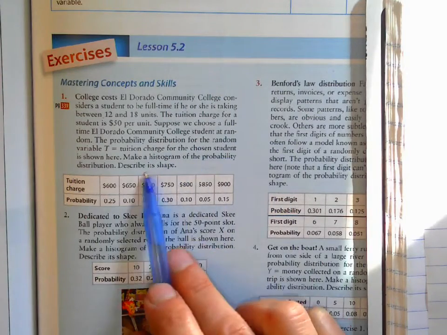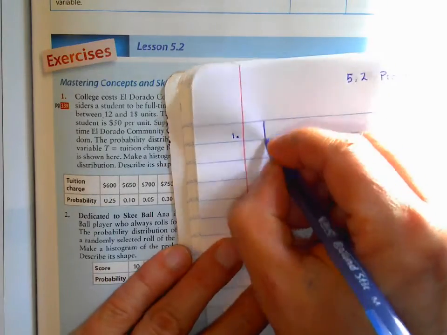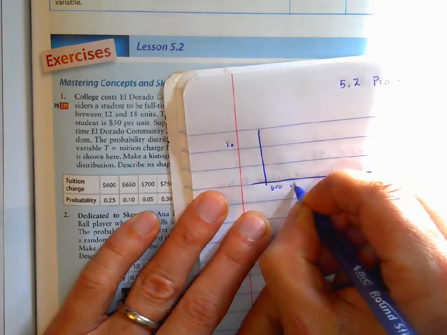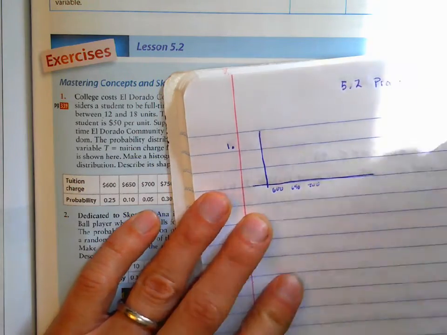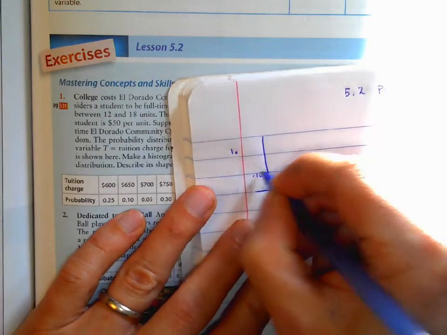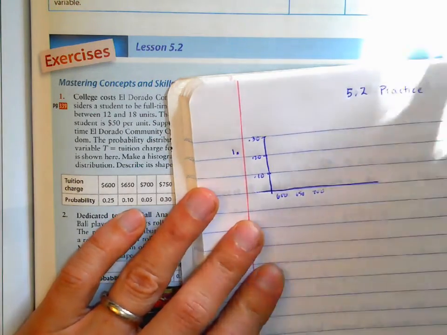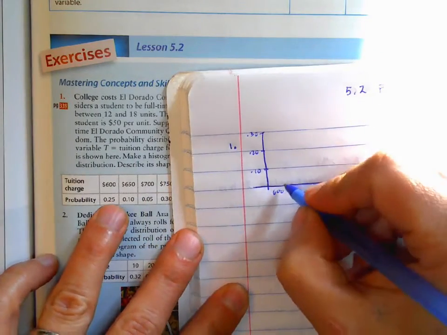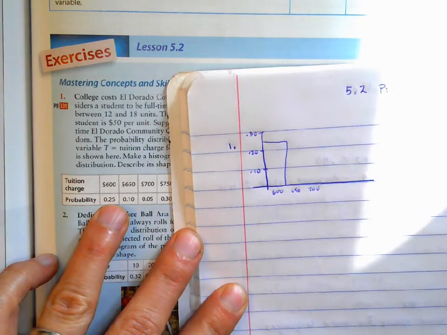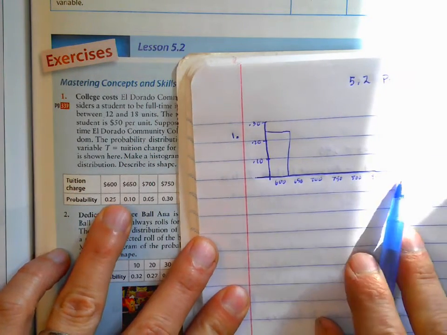Make a histogram and describe its shape. So in our histogram, we have 600, we have 650, 700, etc. And then our probabilities have to go up to 30. So I'll just go 10, 20, and 30. Then you want to put them in. This happened 25%. I'll continue it and label it. Okay, so I labeled the rest of those there.